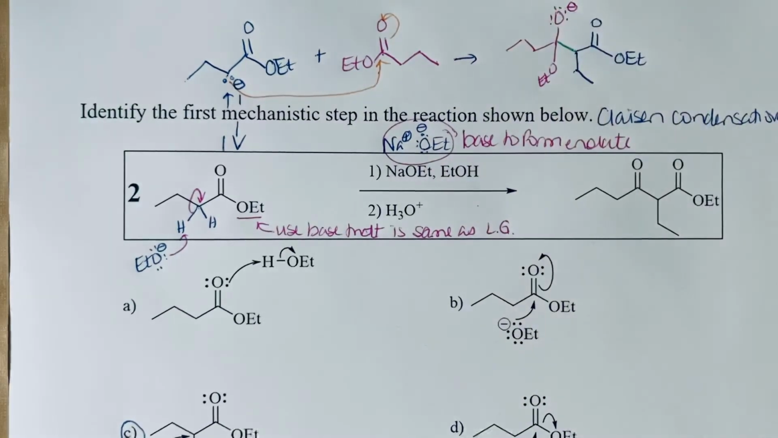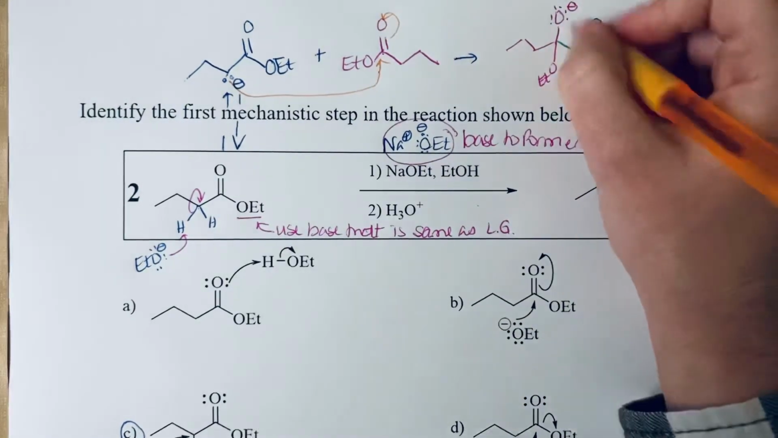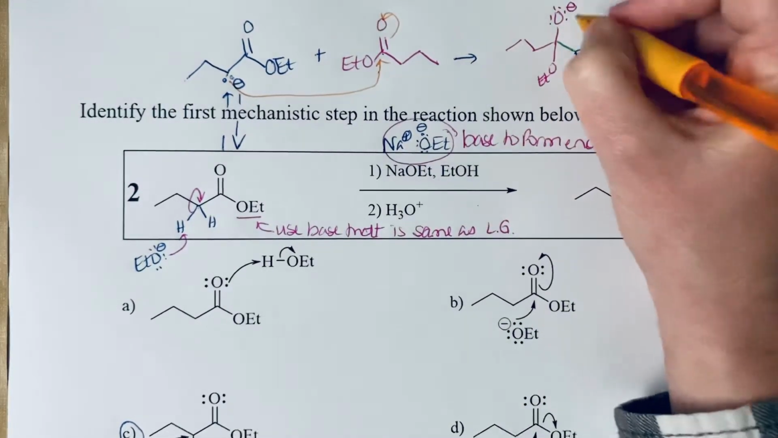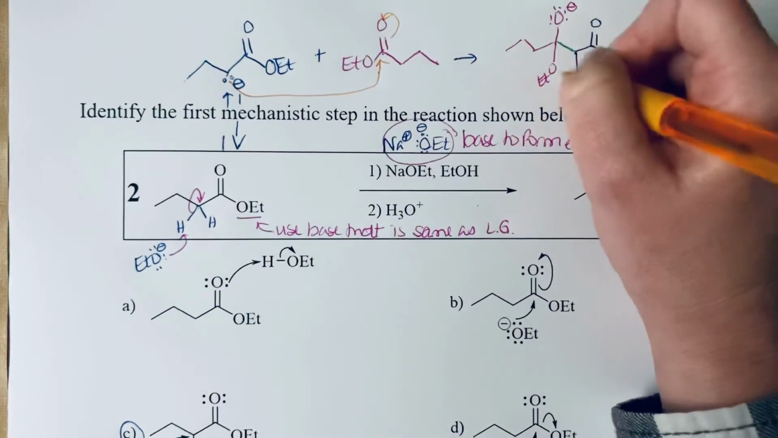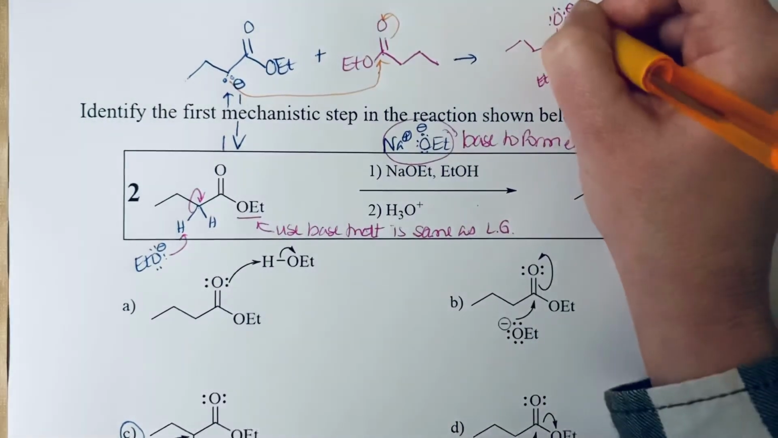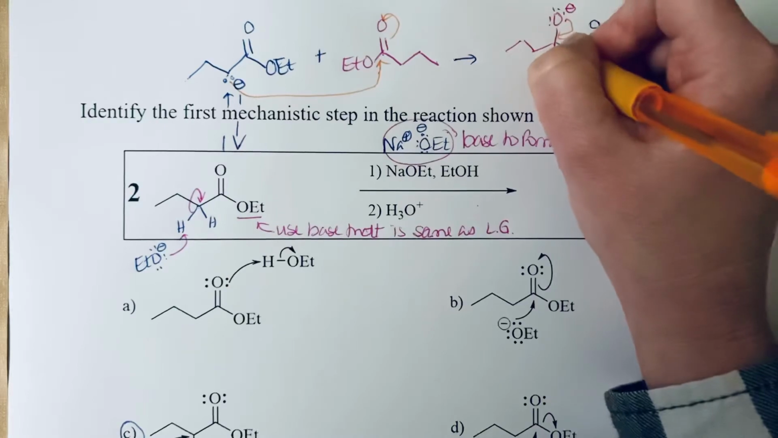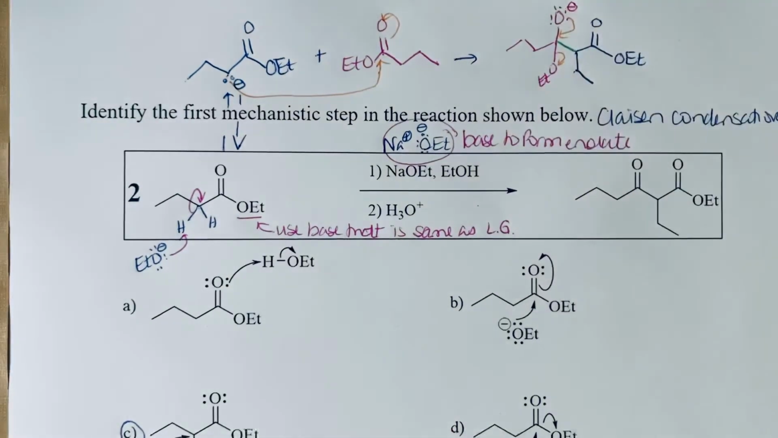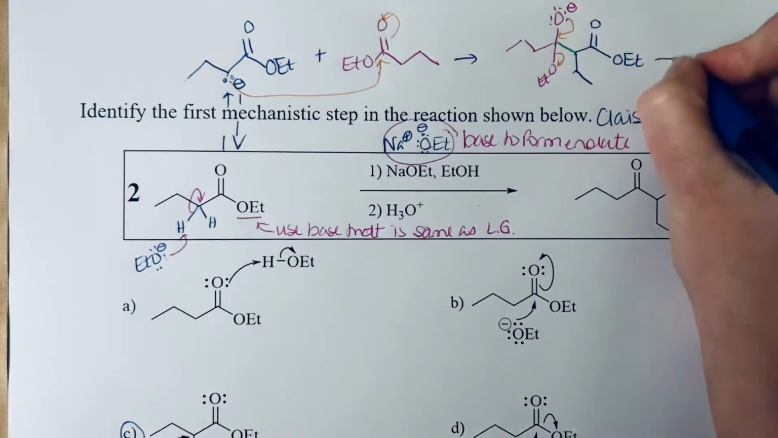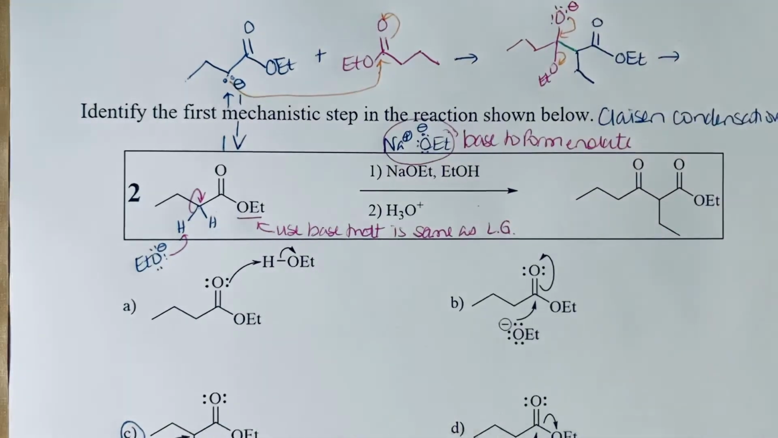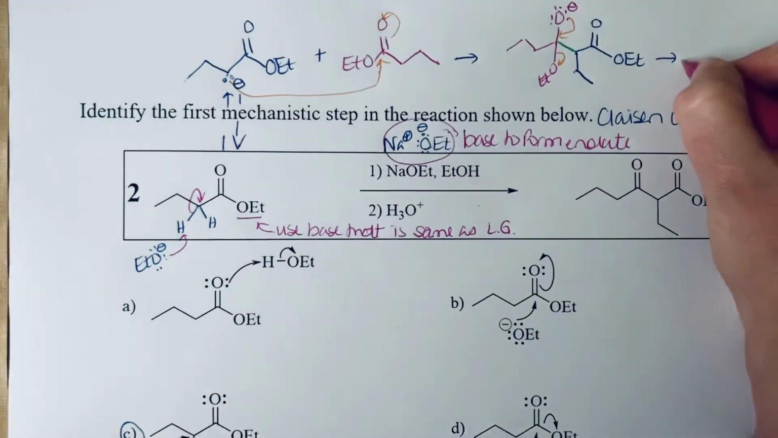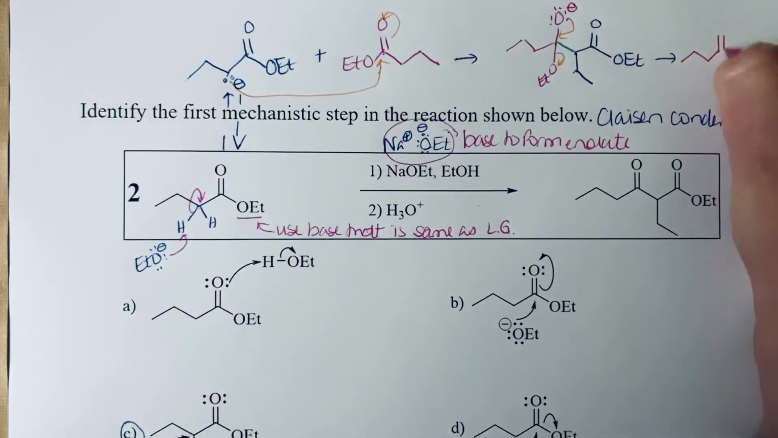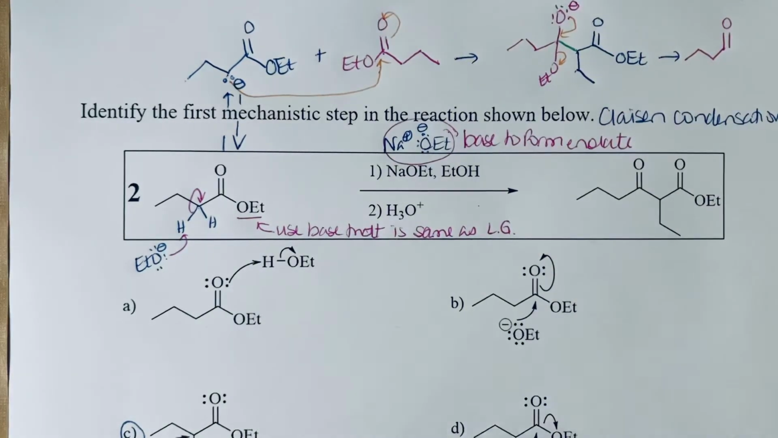And so what's going to happen next, this is a nucleophilic acyl substitution. So we're substituting this group for the ethoxide. So these electrons are going to come back down and you're going to kick off the leaving group. And so we will get to the product.